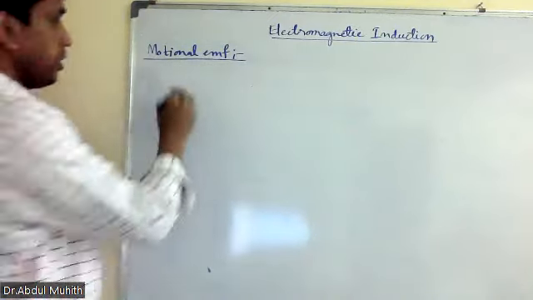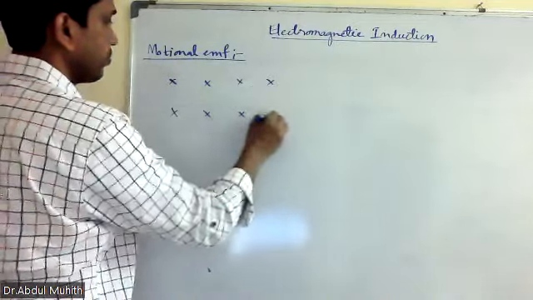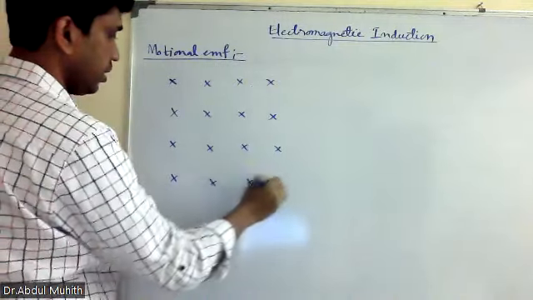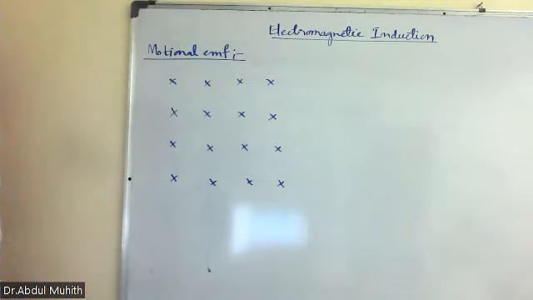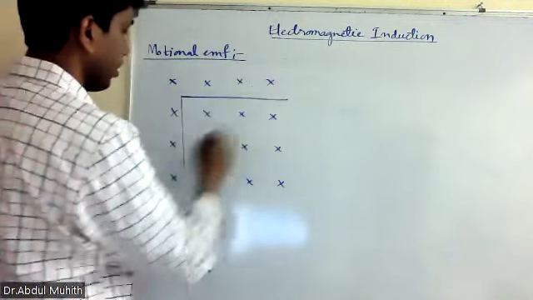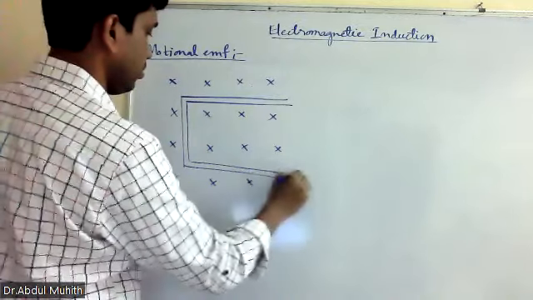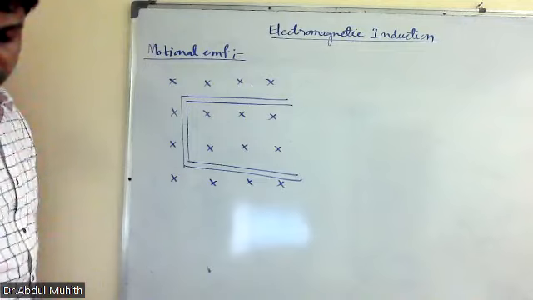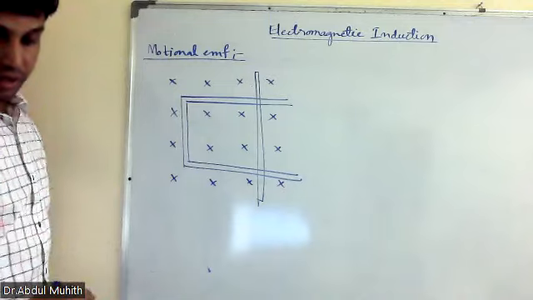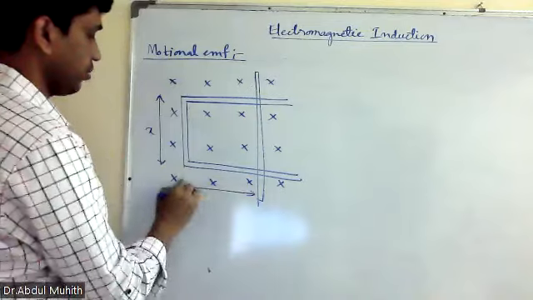In motional EMF, what will happen? Suppose this is a magnetic field. Is this magnetic field going into the paper or out of the paper? Into. Yes, this magnetic field is going into the paper, right? So we are placing a rectangular frame like this. Now here, L is the length and x is the distance here. This is the value.